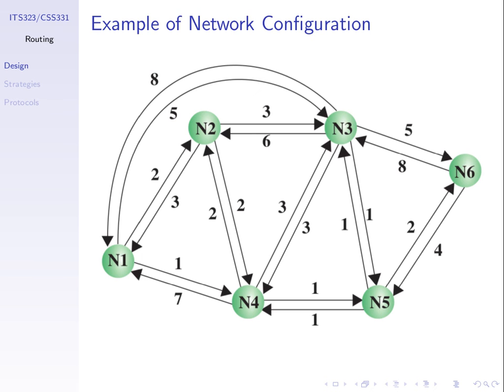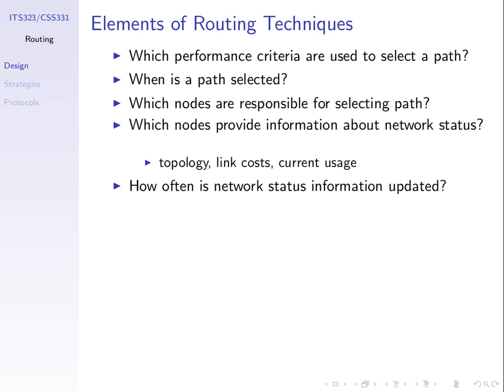But the challenges that we're left with: which criteria do we use to assign a cost? Is cost financial cost, delay, throughput, something else? We'll look at them. When do we choose a path? Do we choose one today and use it for the next year? Or do we choose it today and then choose again 5 minutes later, recalculate, as maybe things change? Who chooses the path? Is it the source node, the intermediate nodes, or maybe we have some special server that calculates for everyone?